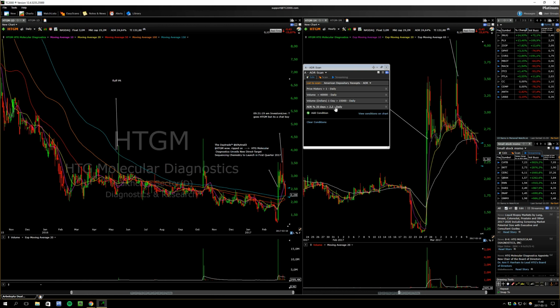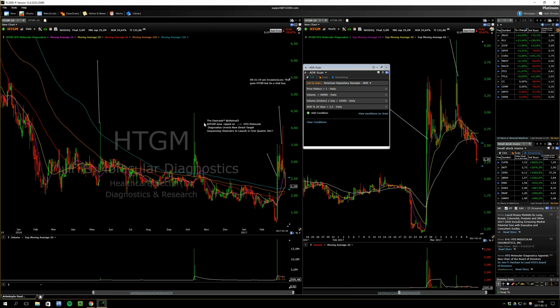So I want the average daily range, which is the intraday range. It doesn't count for gaps. So if a stock gaps up 50%, that gap up is not going to affect the average daily range. Well, it will affect the average true range, which is down here, which is measured in dollars and cents. And I have it down here.